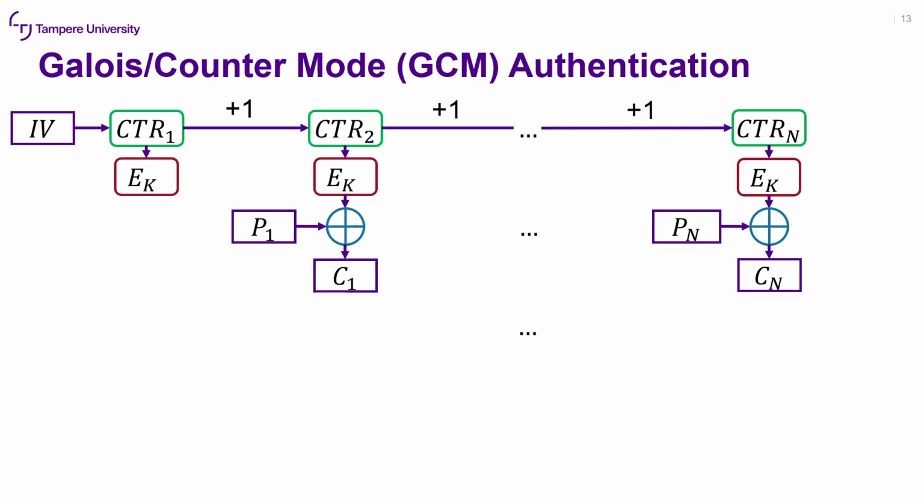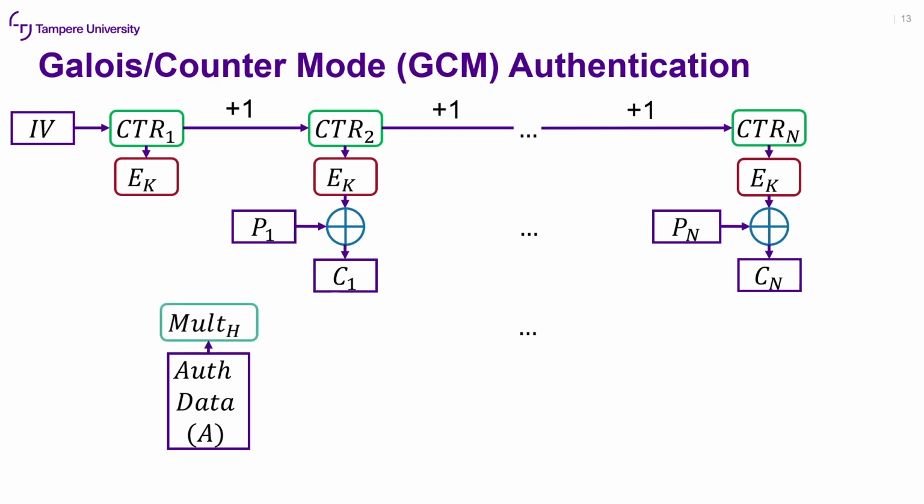So, with that out of the way, we can continue on with how the authentication of the Galois counter mode works. So first, we have some data that we want to authenticate. Let's call it auth data, or simply A. This data is multiplied in a Galois field of size h, and then the output of that multiplication is used in an XOR operation with the first ciphertext block.